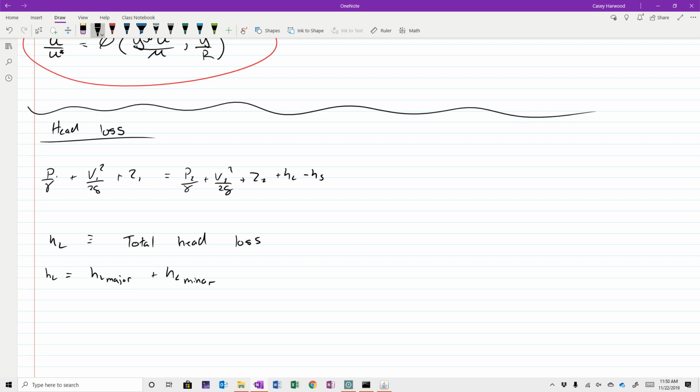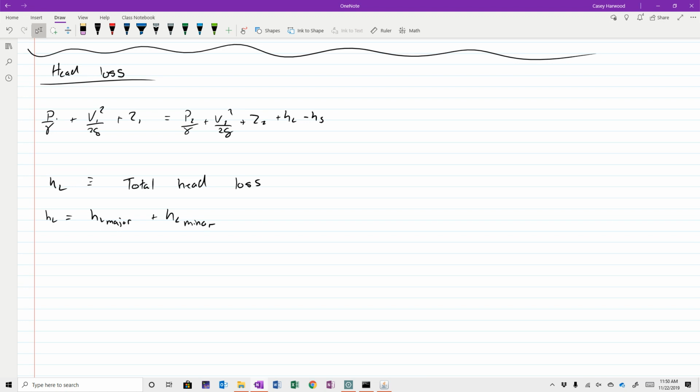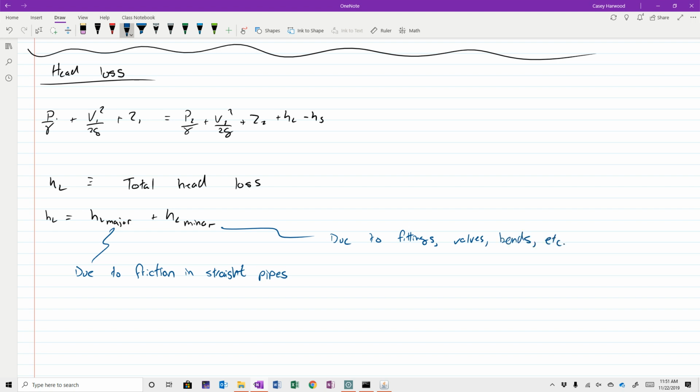We're talking about major head loss today. And then the video that I'll upload is a short little introduction to minor head loss, which is super simple because it's just values you look up in a table. But the idea here is major head loss is due to friction in straight pipes. And the minor head loss is due to fittings, valves, bends, etc. Basically, major loss is what occurs in the long lengths of pipe, and minor loss is what occurs locally, where the flow has to undergo some lossy process in a small section of pipe.